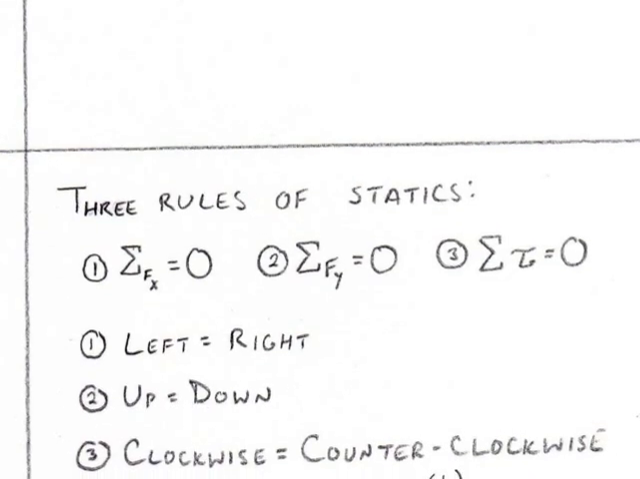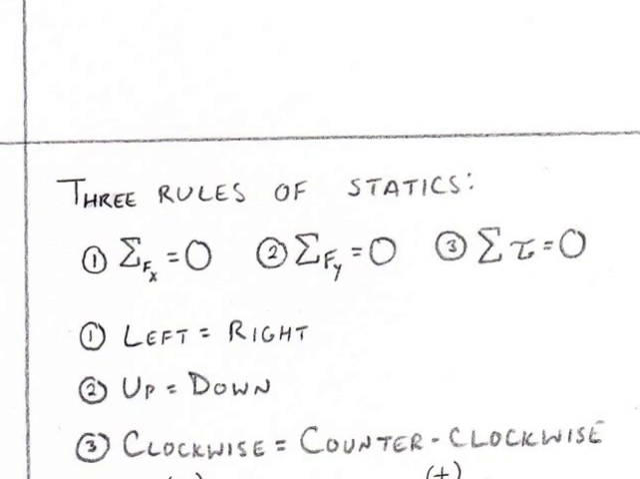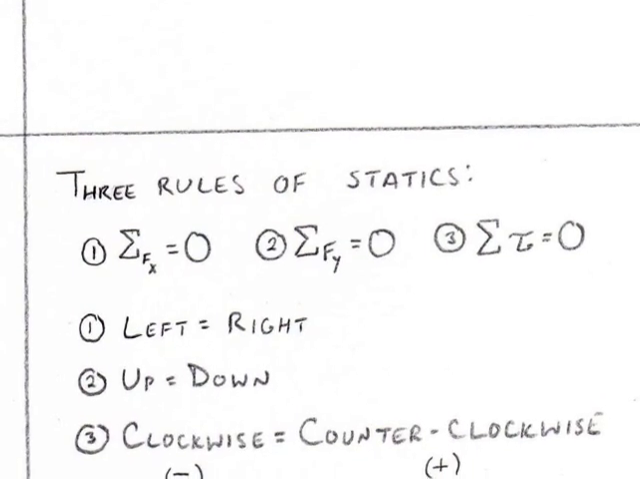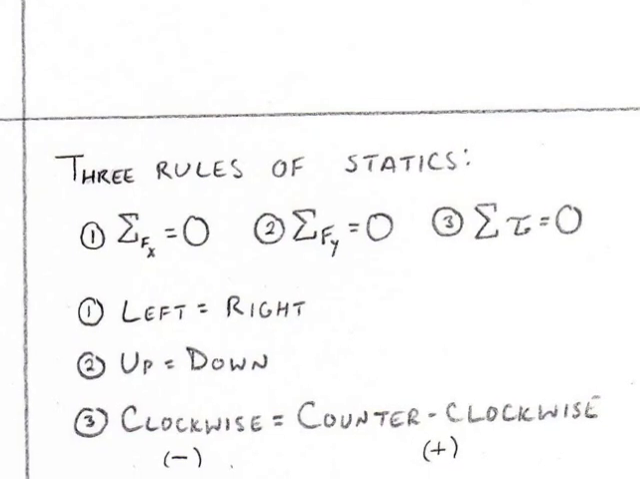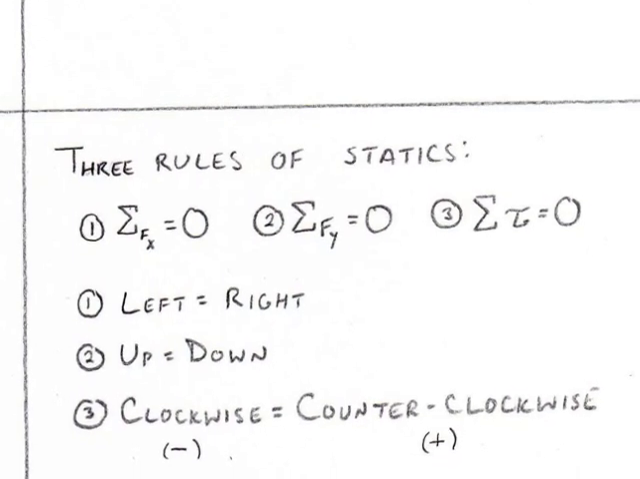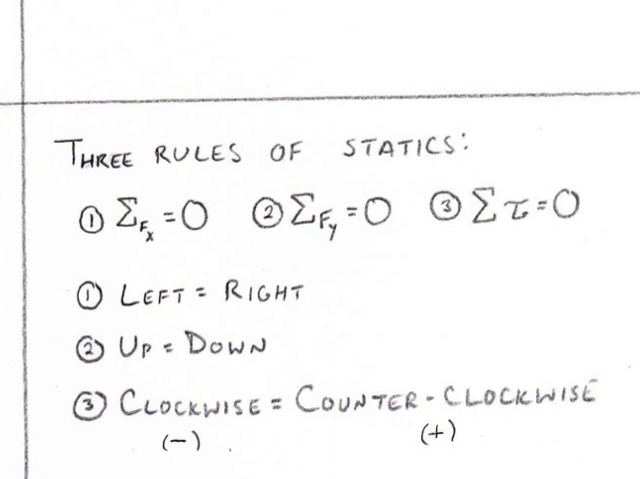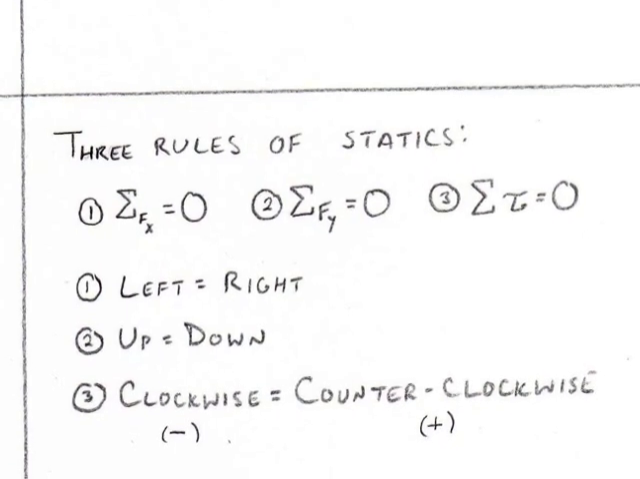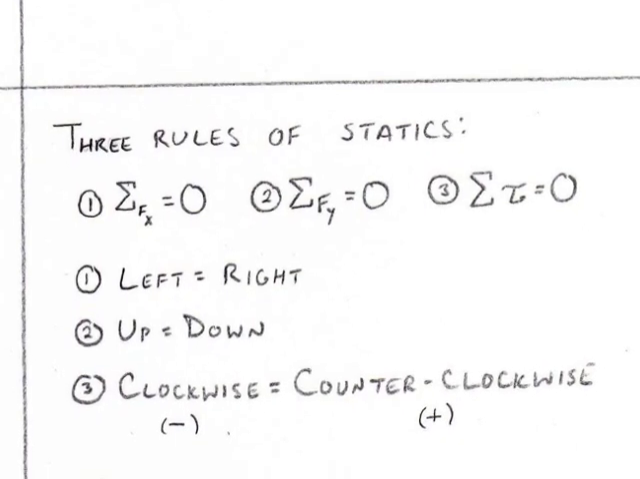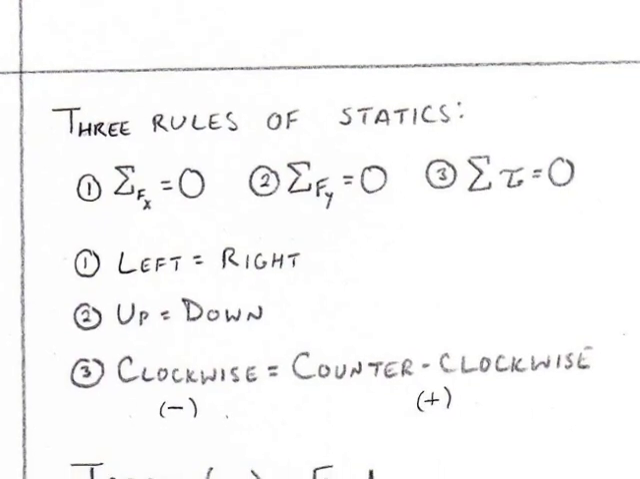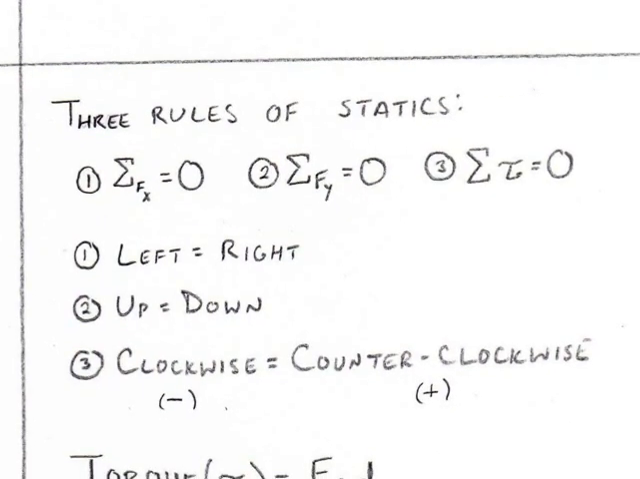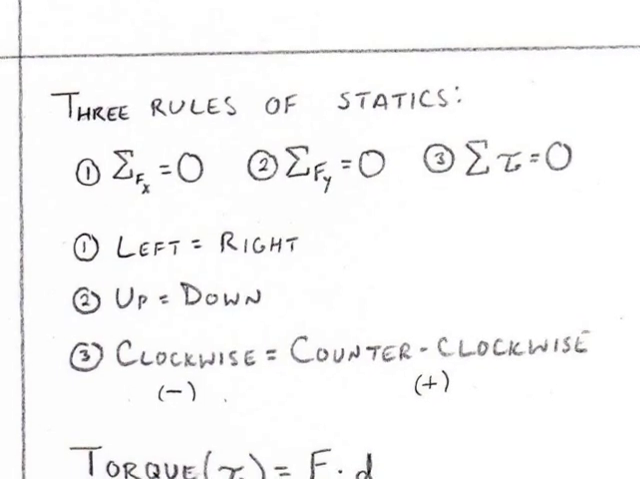Before we can start solving for the force in each member of the loaded truss, we need to understand the three rules of statics. One is that the sum of all forces in the x direction is equal to 0, which basically means left equals right. The sum of all forces in the y direction equals 0, which means that all the up forces equal the downs. And the sum of all the torques is also equal to 0, which means that any torque going in a clockwise direction will equal all the torques going in the counterclockwise direction.